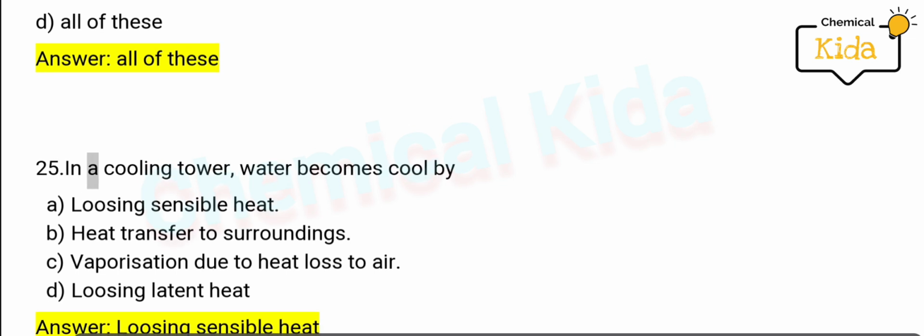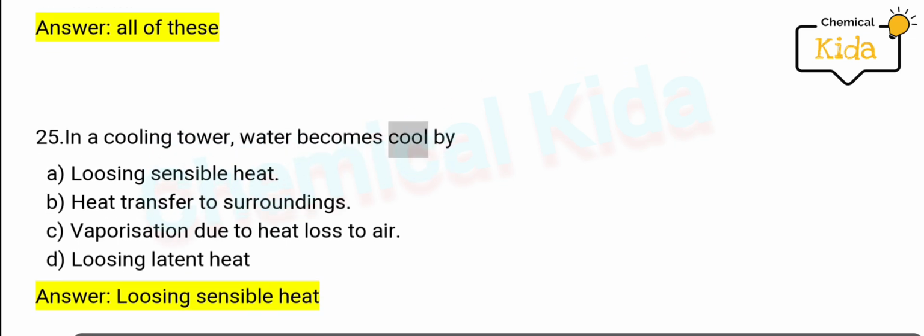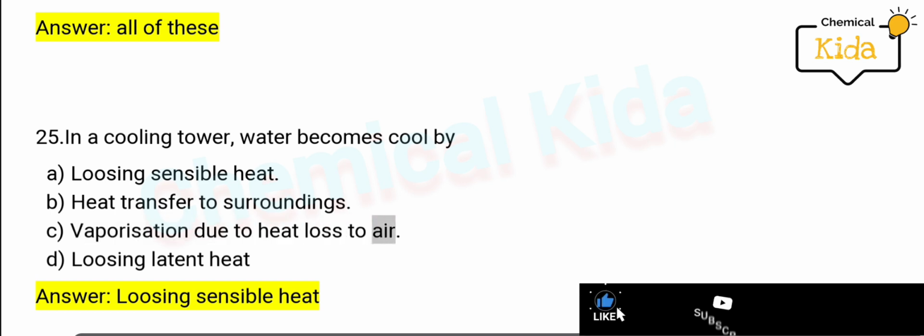25. In a cooling tower, water becomes cool by: Losing sensible heat. Heat transfer to surroundings. Vaporization due to heat loss to air. Losing latent heat. Answer: losing sensible heat.